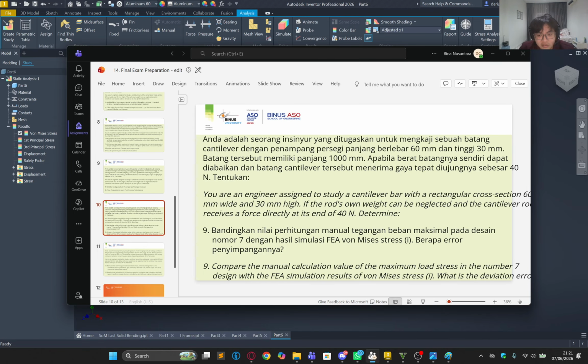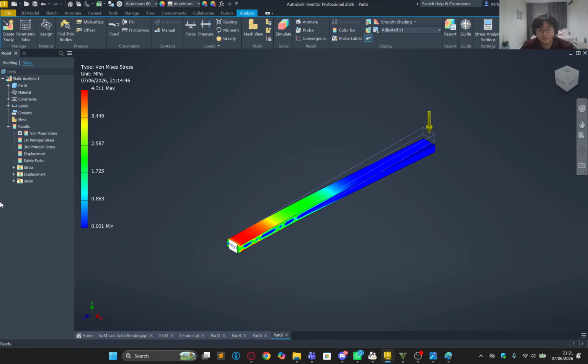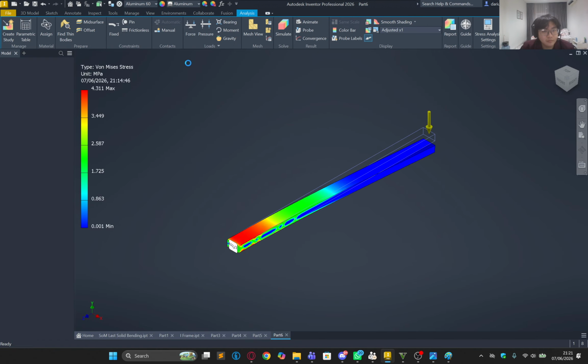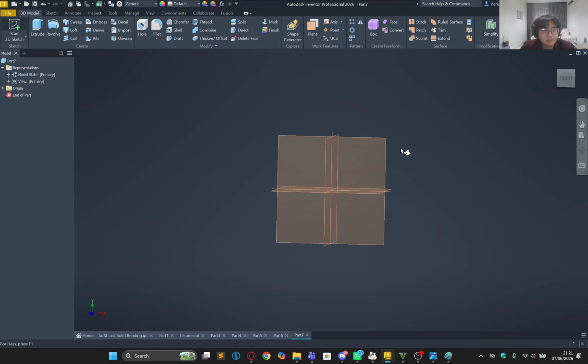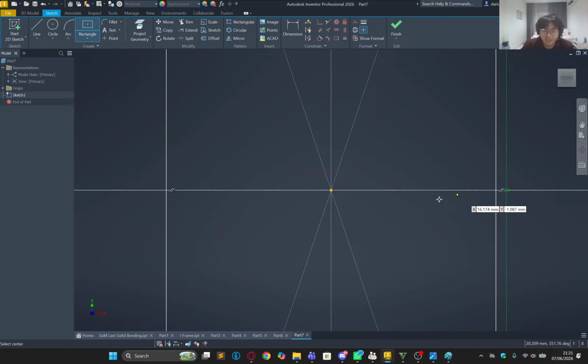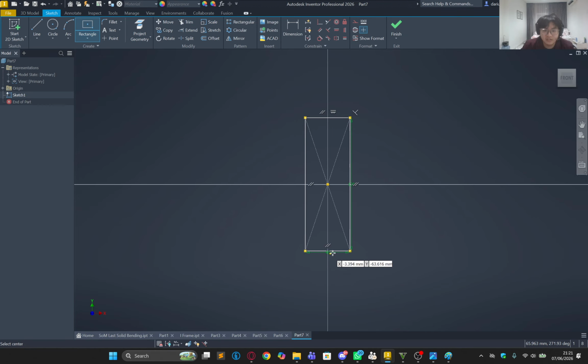Test it in the actual calculations. Compare the calculations of the maximum load stress in the number 7 design with the FEA simulation results of Von Mises stress. What is the deviation error? Right. I'll have to make a new one again. Start new sketch. Make this rectangle, so 40 times 120. Keep note that this side needs to be taller than the shorter side, right?